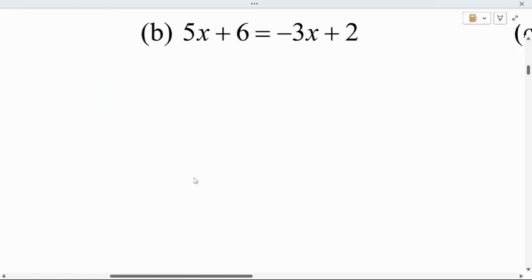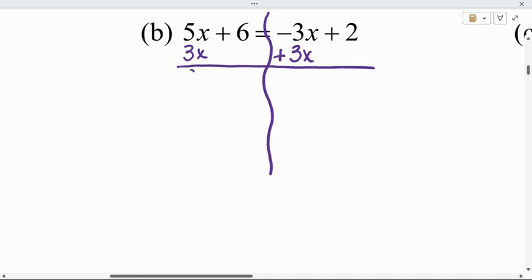All righty, example B. Kenna, what do you want to do first? We need to move the variable term. Which one do you want to move? You get to choose. Okay, good idea. I always move the smallest one first. So what's the opposite of negative 3? So we're going to add 3x to both sides. So let's see, 5x plus 3x is 8x. Good job, Michelle. 8x plus 6 equals 2.